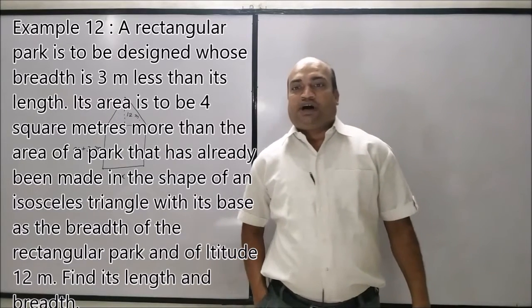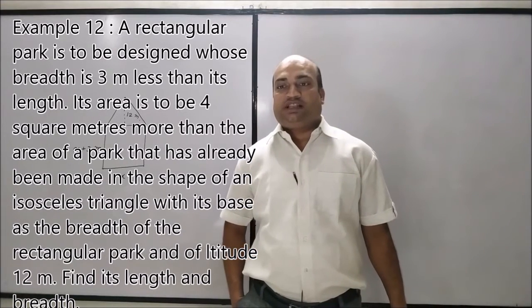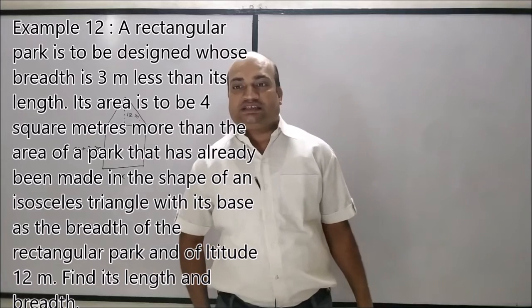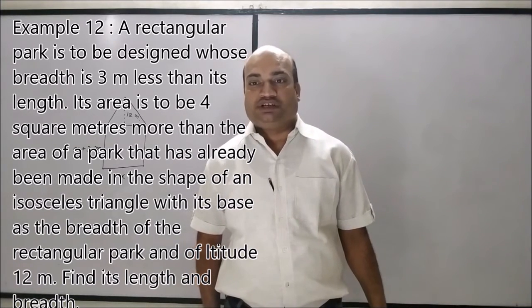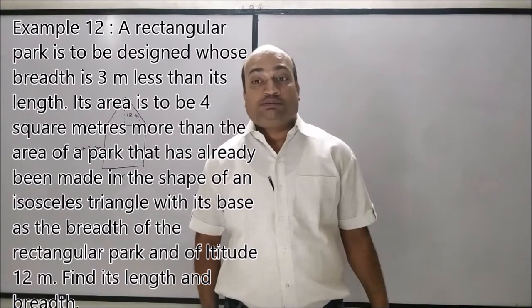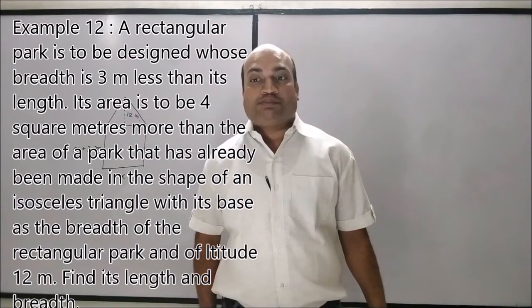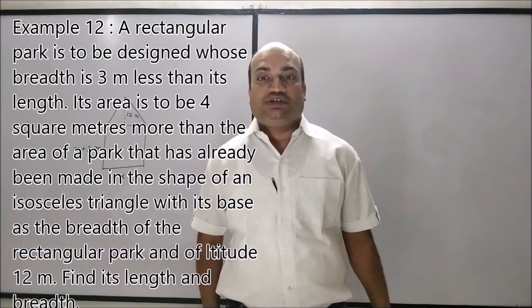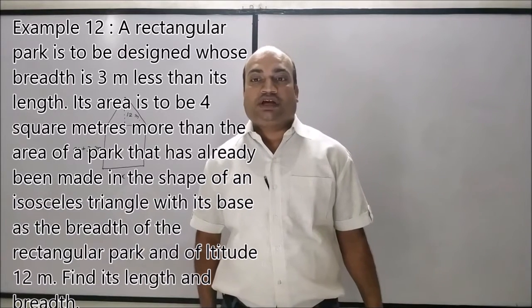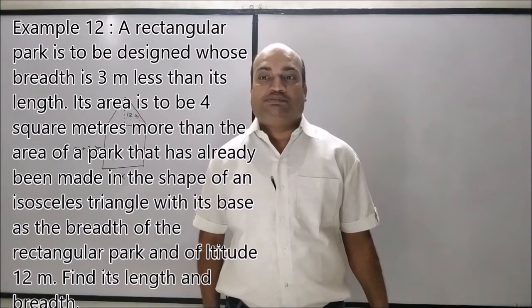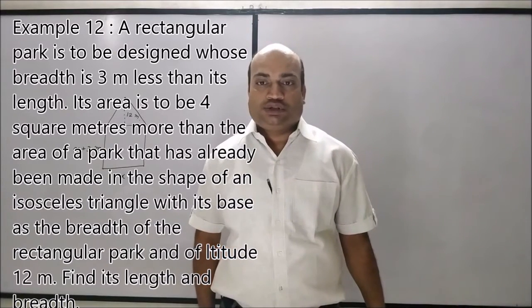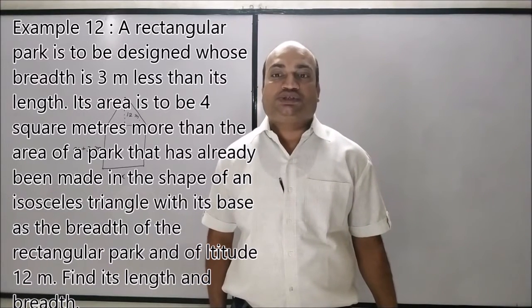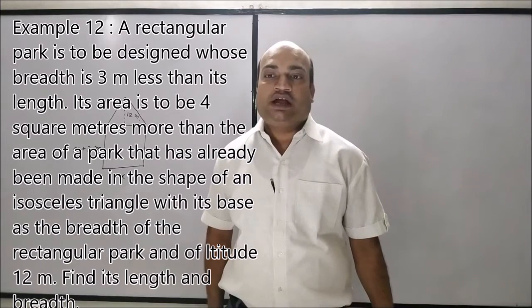A rectangular park is to be designed whose breadth is 3 meters less than its length. Its area is 4 square meters more than the area of the park that has already been made in the shape of an isosceles triangle with its base as the breadth of the rectangular park, and the altitude is 12 meters. Find the length and breadth.